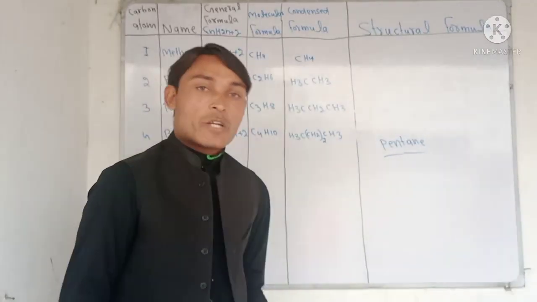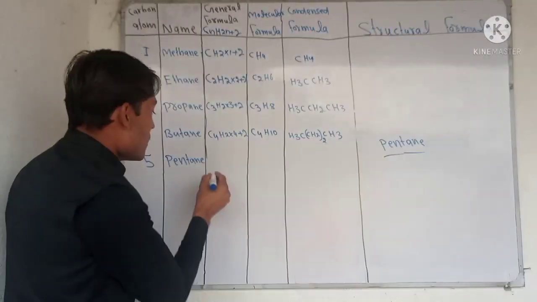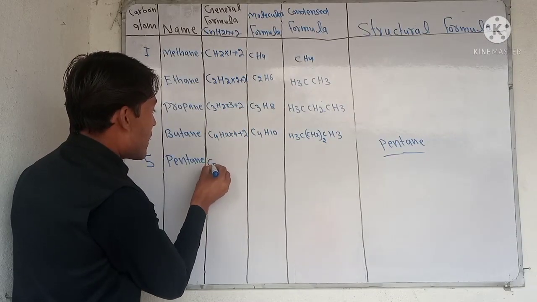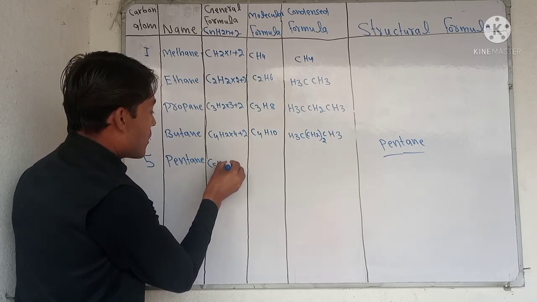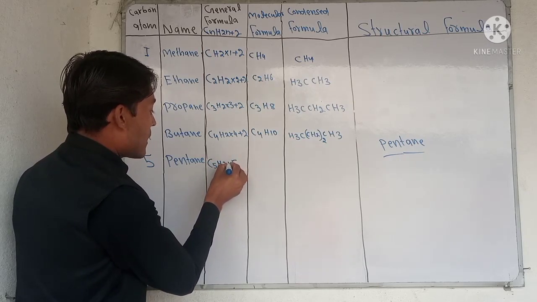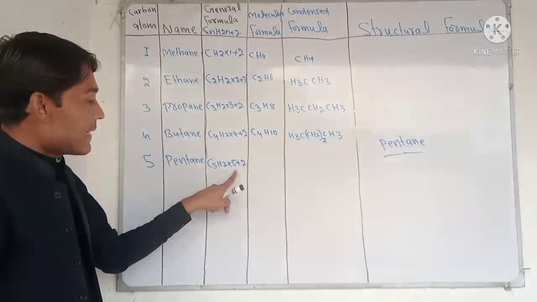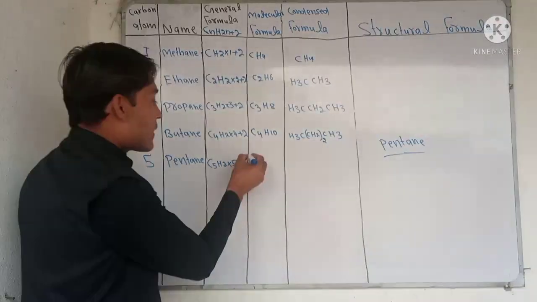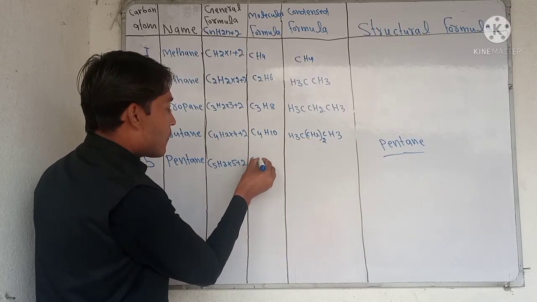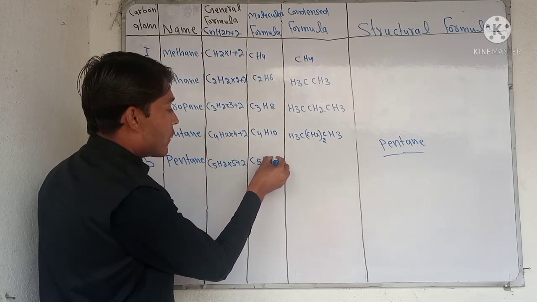Now if we talk about the general formula, we can write carbon number 5. We have C, so we can write 5, H, 2 multiplied by 5 plus 2. So 5 2s are 10, and 10 plus 2 is 12. So we can write carbon 5 and hydrogen 12.